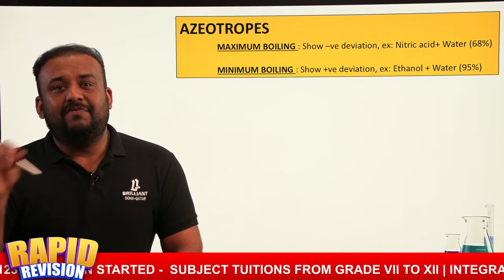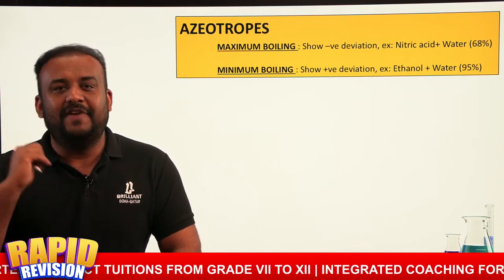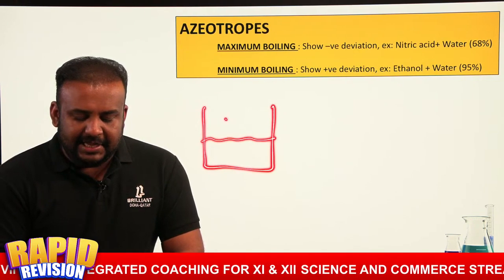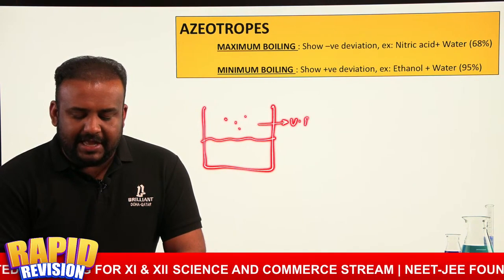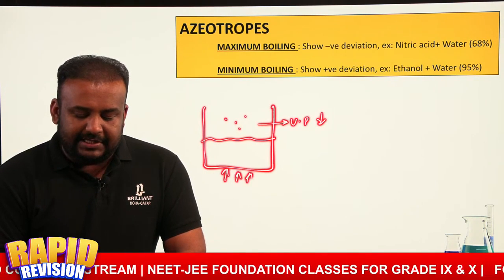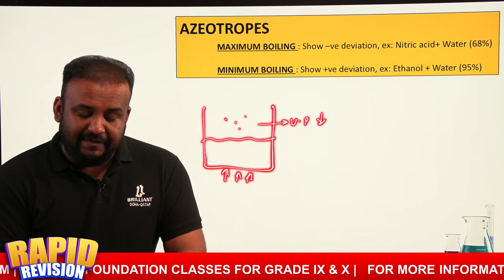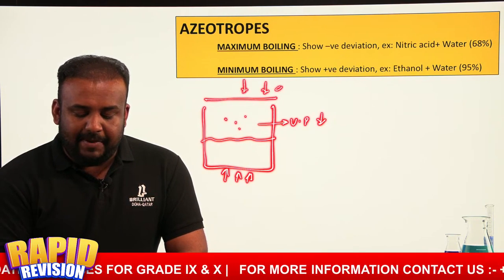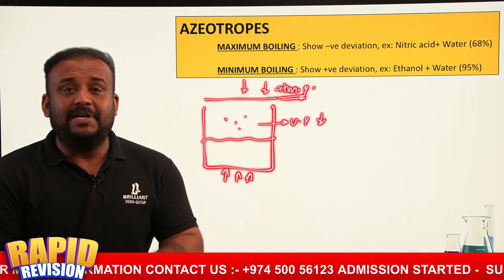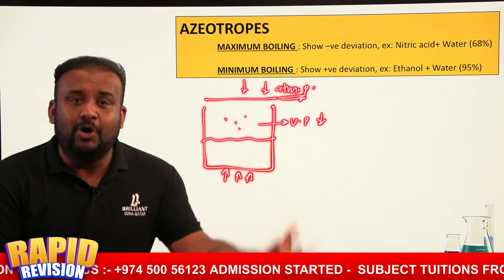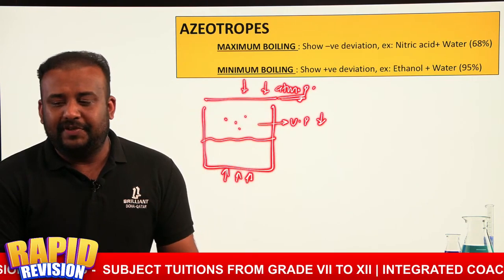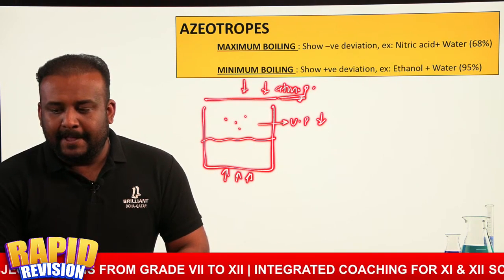Show negative deviation. What is the meaning of that? Less number of vapors are there, so the vapor pressure is going to be lesser. If vapor pressure is lesser, what will happen? If you try to boil this, when will boiling happen? Boiling will happen only when vapor pressure becomes equal to atmospheric pressure. So if fewer vapors are there, you will have to heat it more so that the vapor pressure becomes equal to atmospheric pressure, and then they boil. Is that clear?